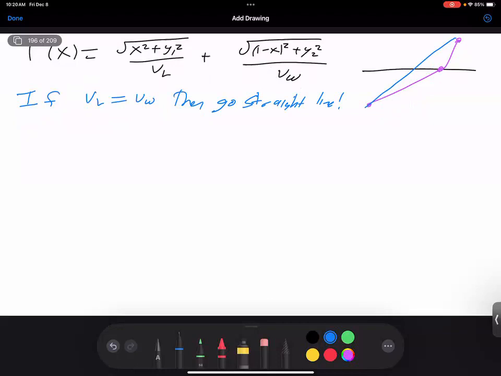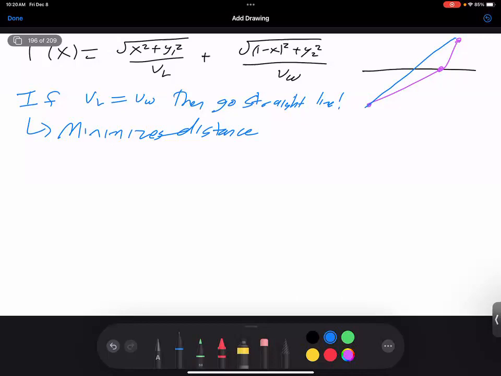Both speed the same. So why? You have the right answer. You just have to say the right word now. Minimize total distance. So this minimizes the distance. And since the speeds are the same, you might as well minimize the distance. So we know in the special case when VL equals VW, what the answer has to be.